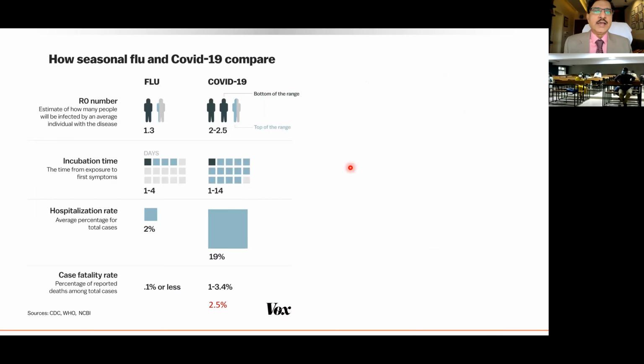And you see, seasonal flu and COVID. The R0 number for seasonal flu is 1.3. What is R0? R0 is the ability to reproduce in another individual. If 100,000 people are there and the R0 is 1.3, he will give it to 1,300 people. If the R0 is 2 or 2.5, he will give it to 2,000 or 2,500 people. 1,000 people will become 2,000 or 2,500 if the R0 is 2.5.